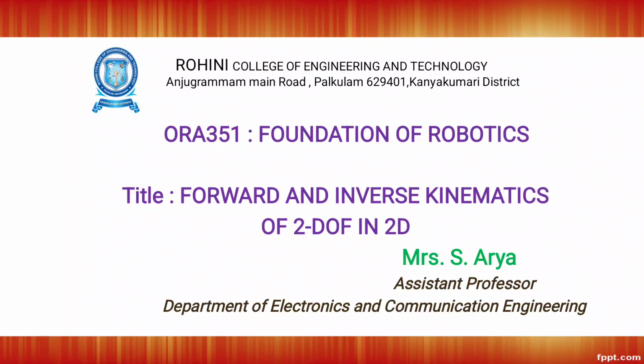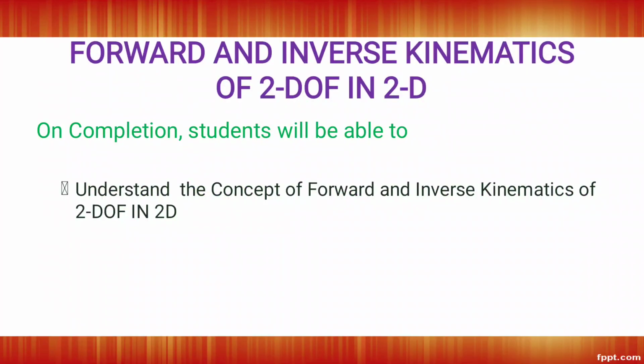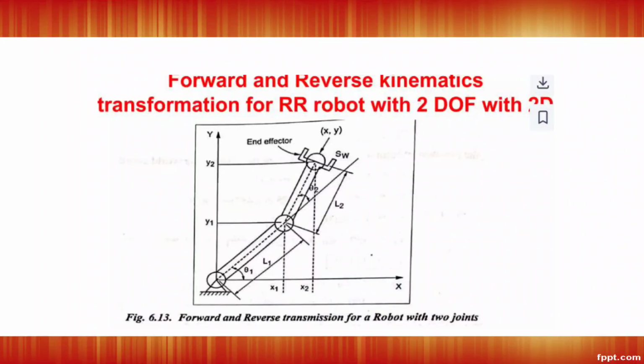Good morning everyone. Today we are discussing the forward and inverse kinematics of 2 degrees of freedom of a robot in 2 dimensions. After completion of this presentation, you must understand the concept of forward and inverse kinematics of 2 degrees of freedom in 2 dimensions. So this figure shows forward and inverse kinematics for a robot with two joints.